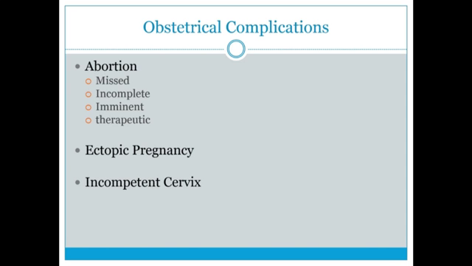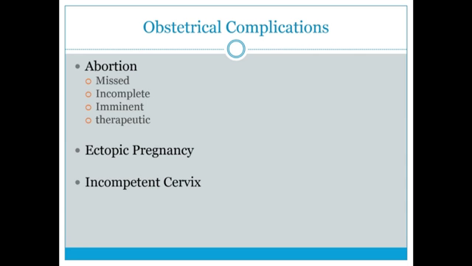The missed abortion is a condition in which the products of conception or fetus is non-living and is retained in the uterus. An incomplete abortion is one in which only part of the products of conception have aborted. An imminent abortion is when the patient is about to abort. It may be indicated by heavy vaginal bleeding. The last type of abortion is the therapeutic or voluntary abortion.